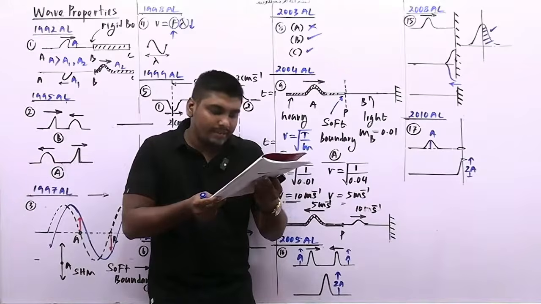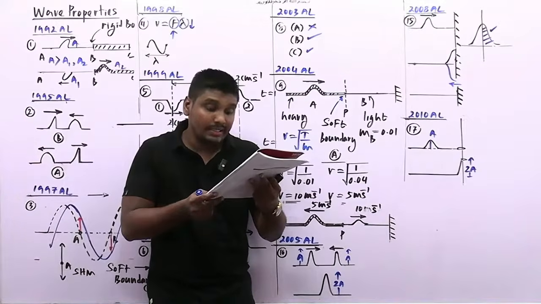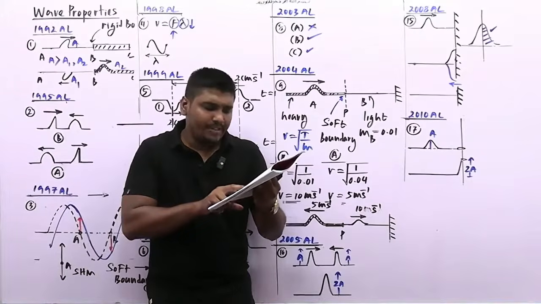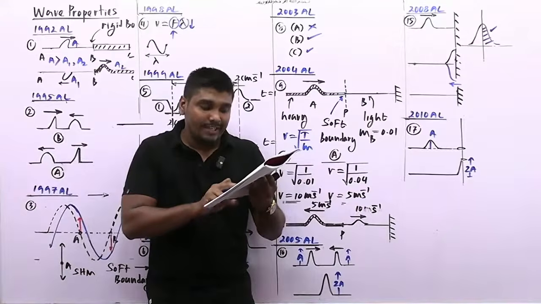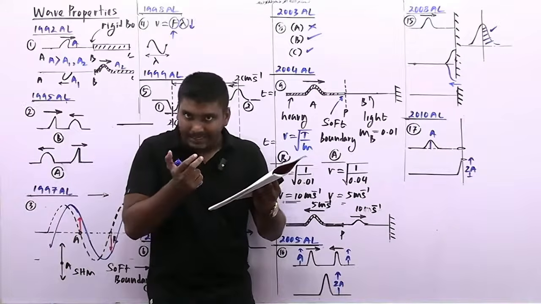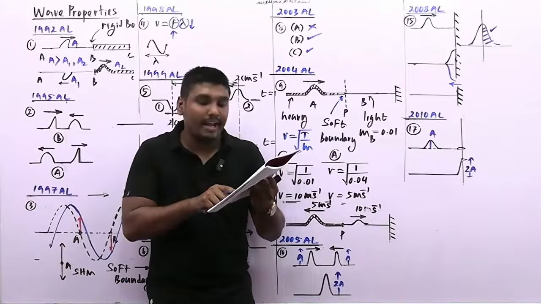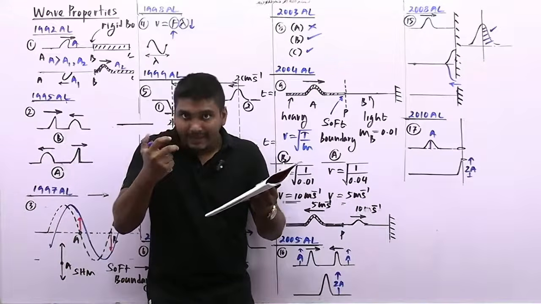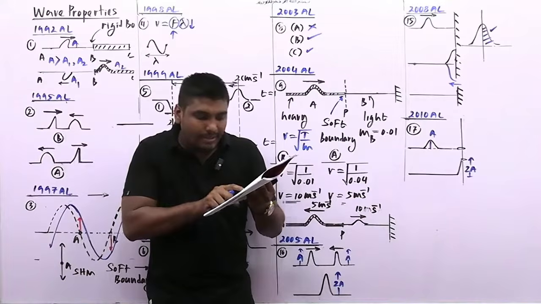Option number 2, primary waves are longitudinal and secondary waves are transverse. That we know. Option number 3, speed of secondary wave is less than that of P wave. S means secondary wave, P means primary. So we know that primary waves have larger speed than secondary waves. Therefore, option number 3 is also correct.